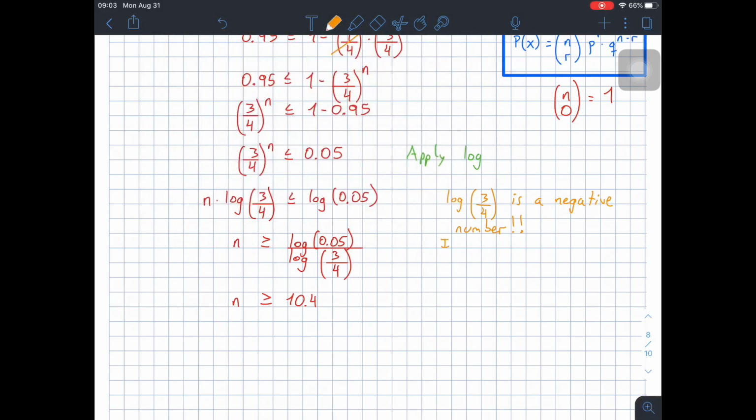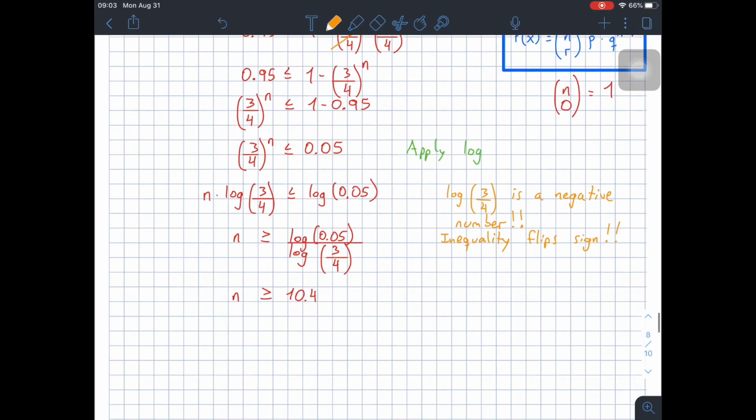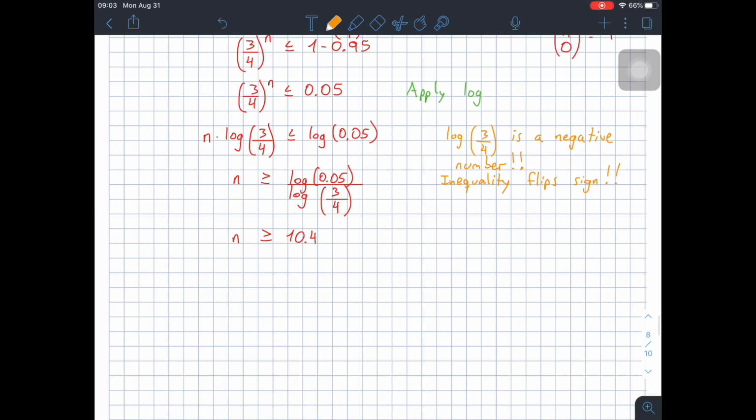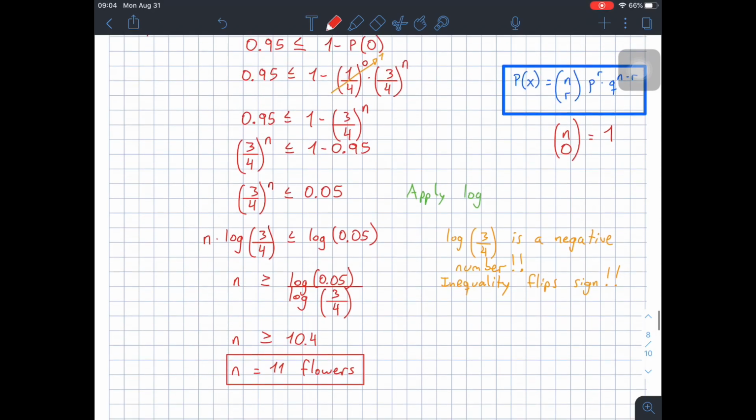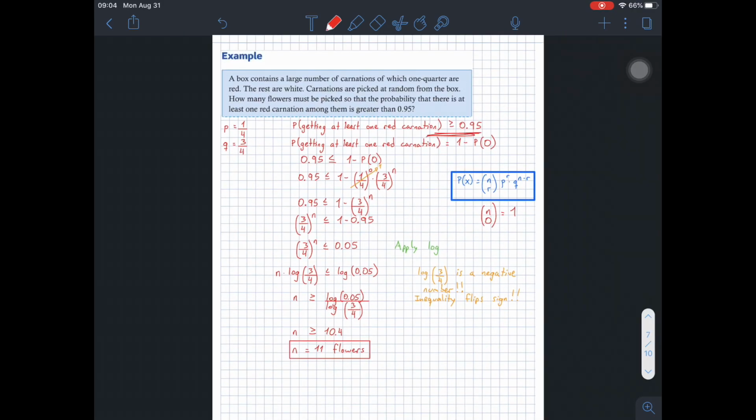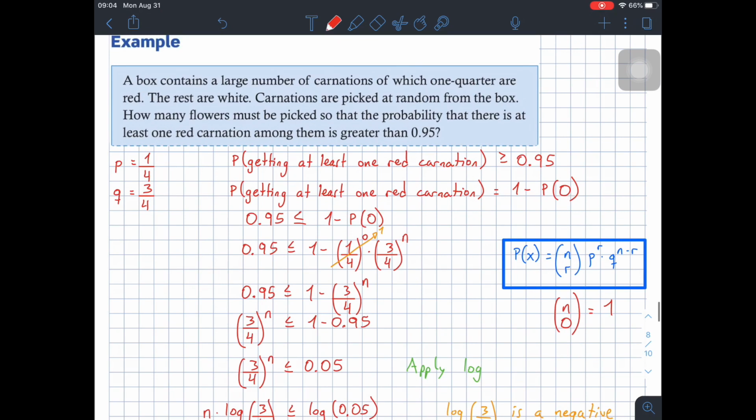So I'm going to write that here. Inequality flips sign. Okay, so we get that n should be a value greater or equal than 10.4. But since we're talking about flowers, it cannot be a decimal number, right? So that means that n should be at least equal to 11 flowers. And this is the solution to our problem. We need to take at least 11 flowers in order to get a probability of getting a red carnation which is greater or equal than 0.95, okay?